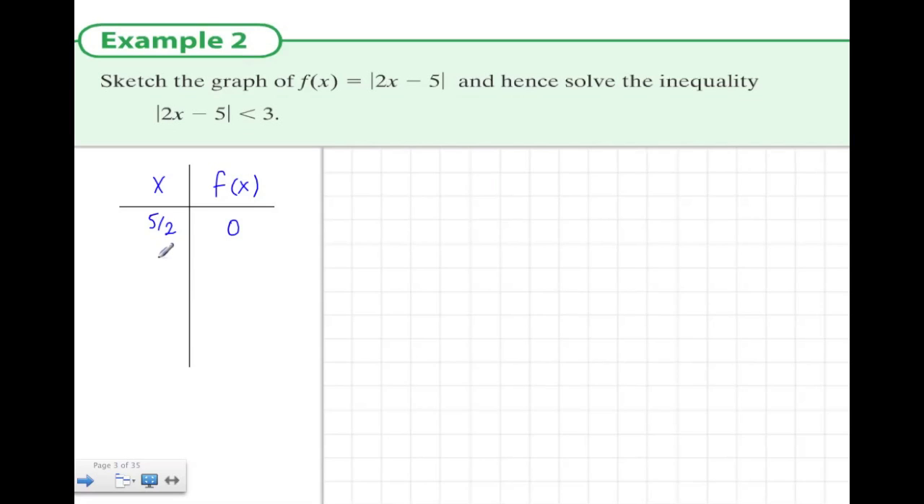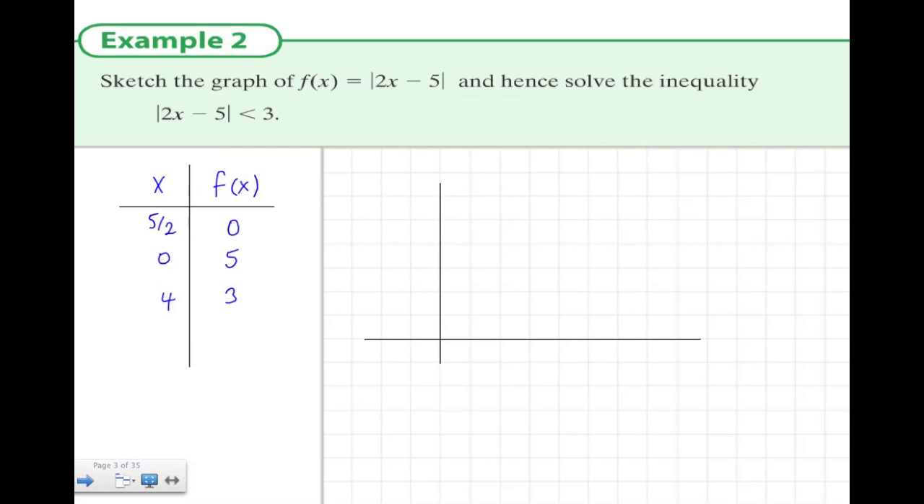The next points we might look at will be either side of 5 over 2, which is 2.5. So, for instance, when x is equal to 0, then the absolute value is 5. And when x is equal to 4, the absolute value is 2 fours, which is 8 minus 5, which is 3. Now we're trying to graph these 3 points.